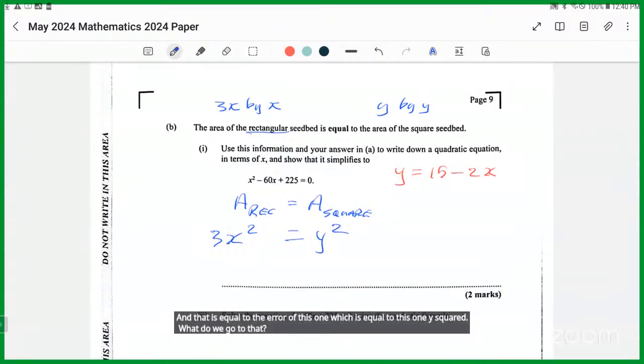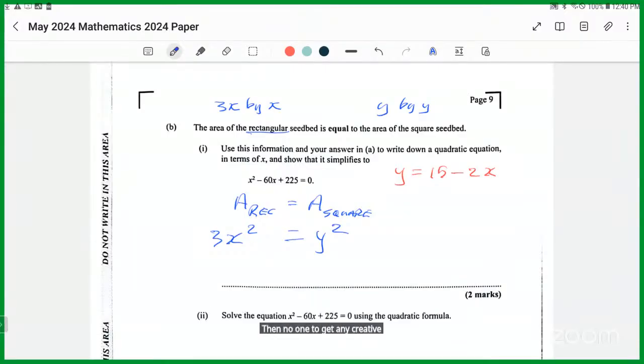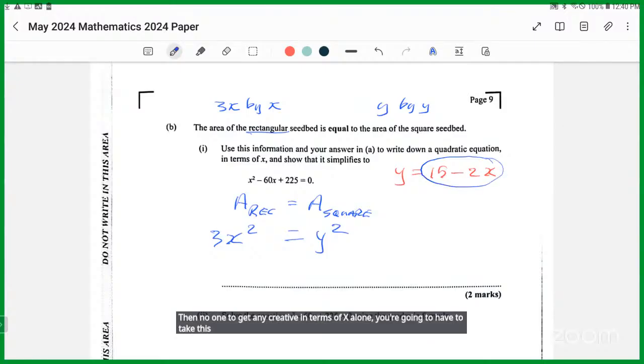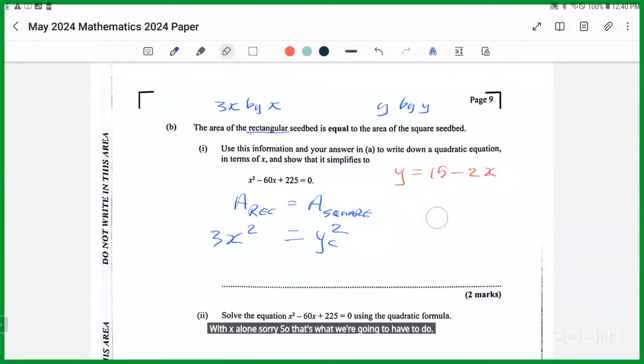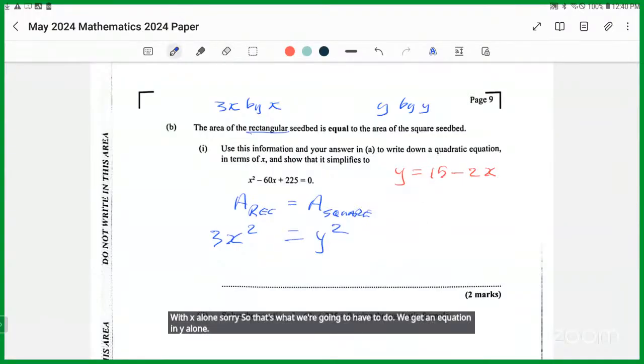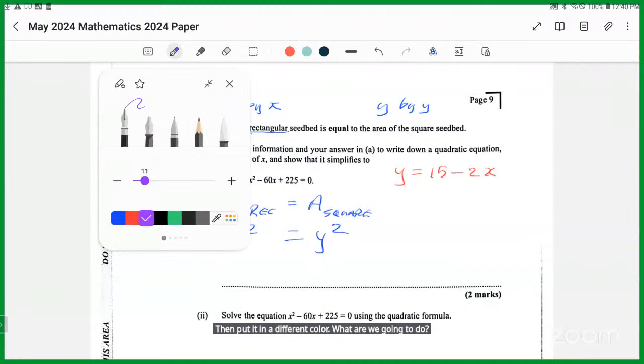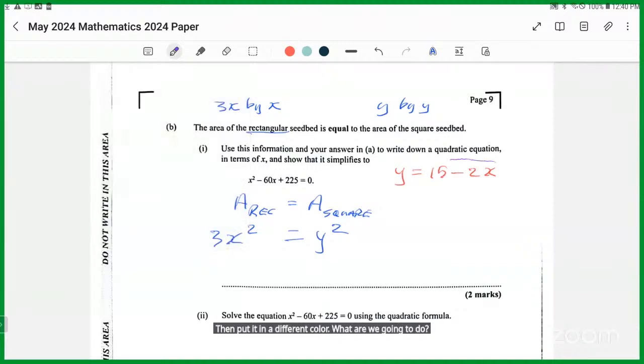Now, to get the equation in terms of x alone, we're going to have to take what y is and substitute it here for the y. Because we want to get an equation in x alone, sorry. So that's what we're going to have to do. Let me put it in a different color. We're going to take this, that y is equal to, and substitute for the y right here.